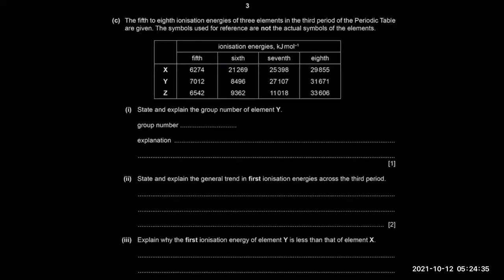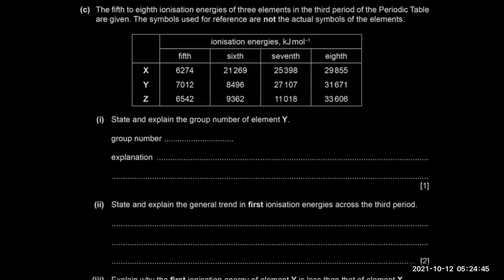Yes, good marks. So element Y, you are saying it is group 15. Why are you saying it's group 15? Look at the big jump. Where is the big jump in element Y? It is from the 6th to the 7th. What does that tell you? That the 7th electron is in an inner shell.